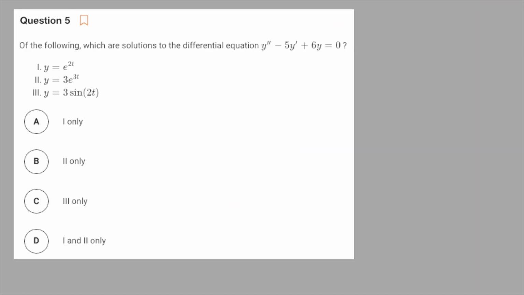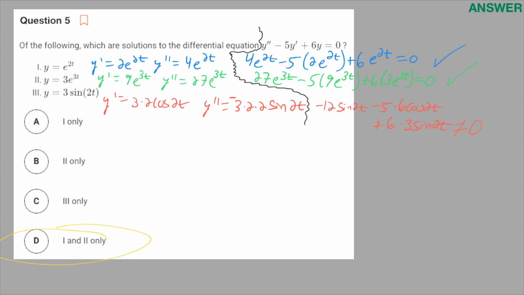And finally, the last one, another differential equation that you need to solve, and they give you 3 potential solutions. So again, we're going to take the solutions, plug them into the differential equation, and see which ones work. So for the first in blue, the second in green, and the third in red, I found the first derivative and the second derivative, and then I substituted them into second derivative minus 5 times the first derivative plus 6 times the original y is equal to 0.